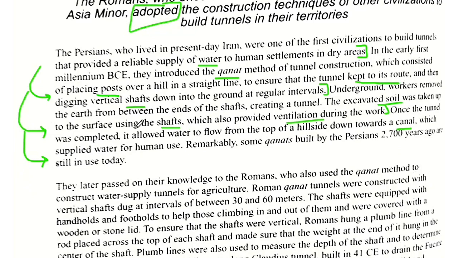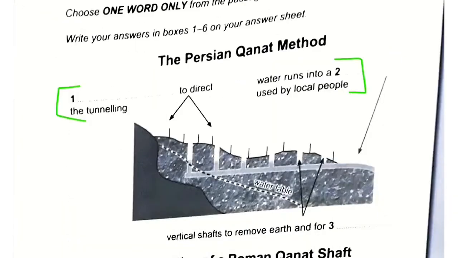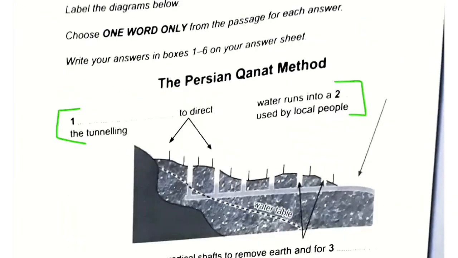And here you can see that it allowed water to flow from the top of a hillside down towards a canal which supplied water for human use. The second answer will be canal. So you've got both the answers from the paragraph. So the posts were used to direct the tunneling and water runs into a canal which is used by the local people.